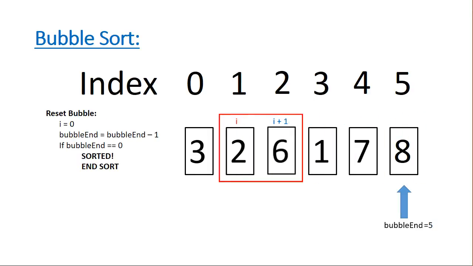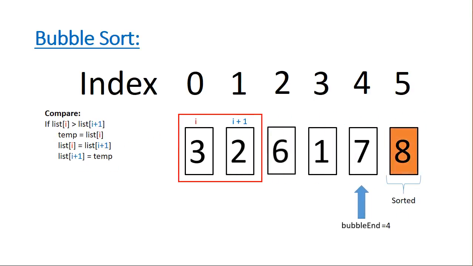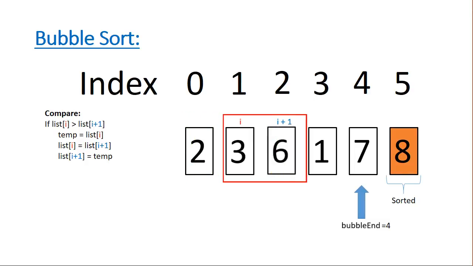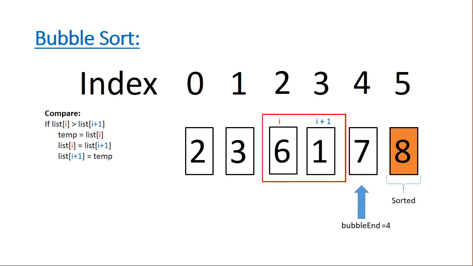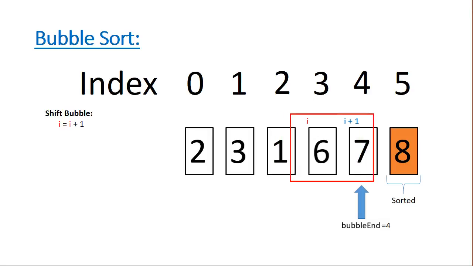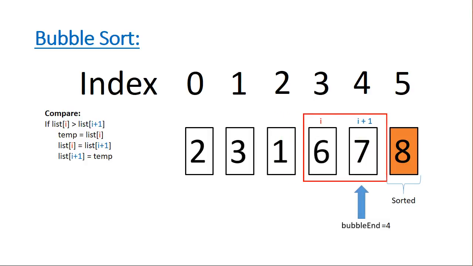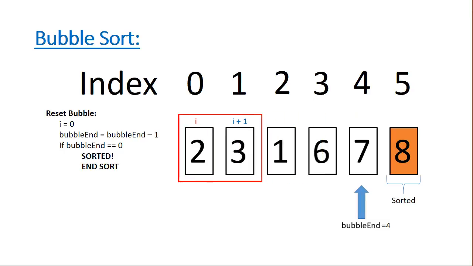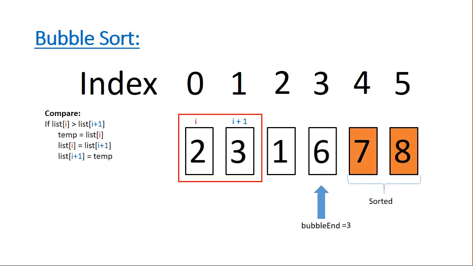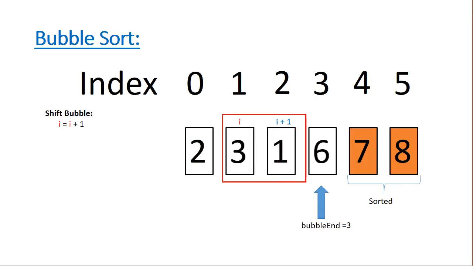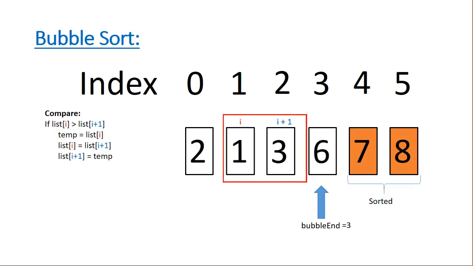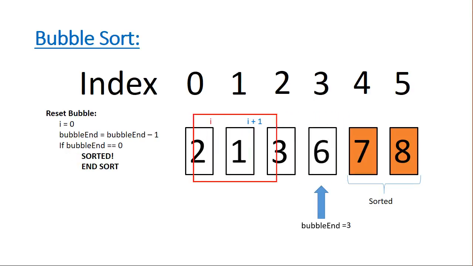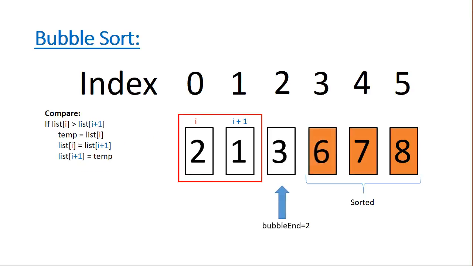So now I'm going to move my bubble back to the start of the list. I'm going to shift my bubble end down 1, and I'm going to run through the process again. And I'm going to continue through here. No swap. Swap. No swap. And when I'm done, I know that 7 is now in the correct position, so I'm going to shift my bubble back to the start, move my bubble end down 1, and we see everything to the right of the bubble end is now sorted. So I'm going to shift, I'm going to swap. They're in perfectly good position. So the 6 is now sorted.